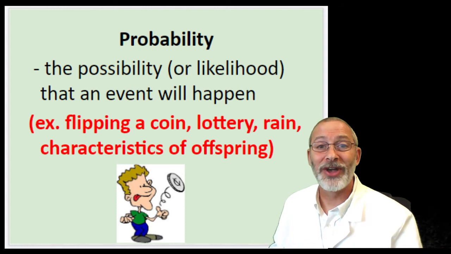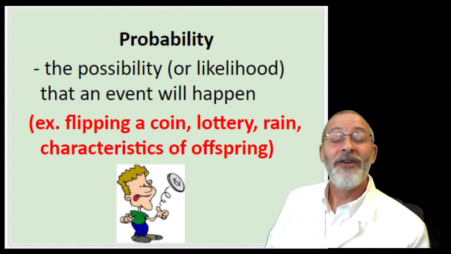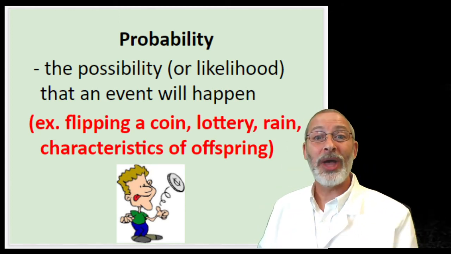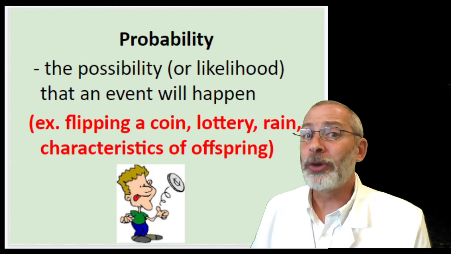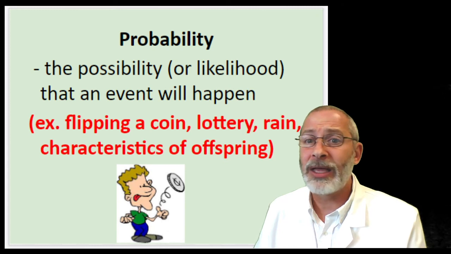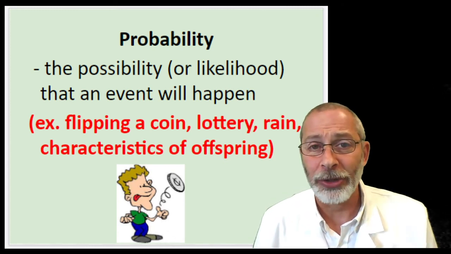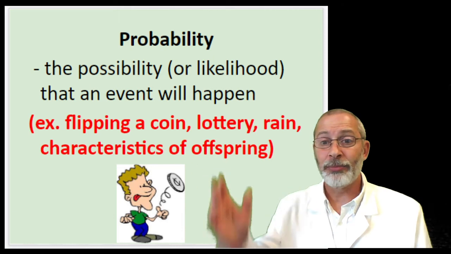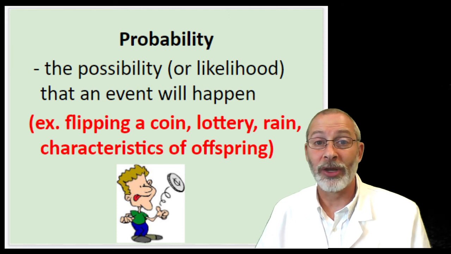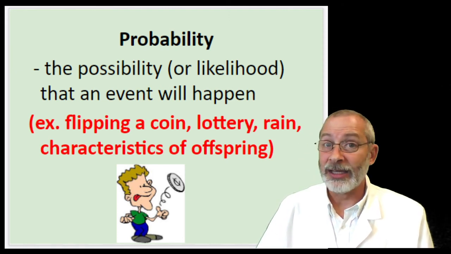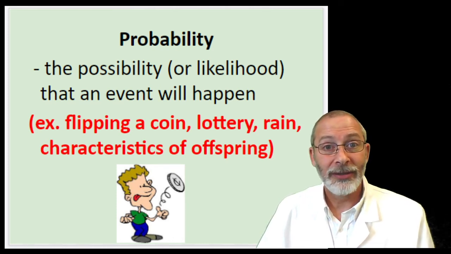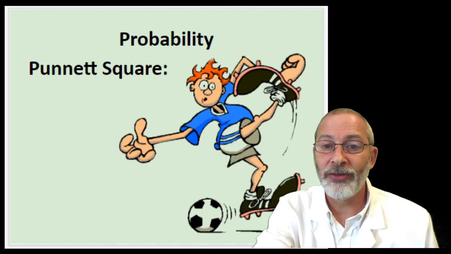Some examples of probability include flipping a coin, winning the lottery. And by the way, you have a greater chance, a greater probability of being struck by lightning during a rainstorm than winning the mega lottery for billions of dollars. The probability of rain, and the characteristics of your offspring or the offspring of any organism is up to probability. So let's explore this a little bit further.